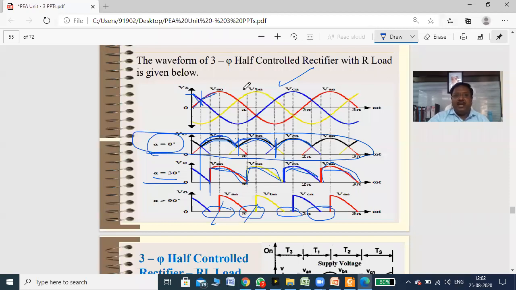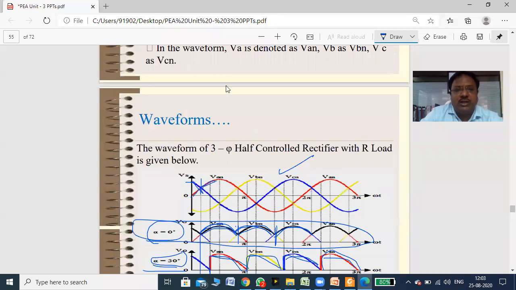In one cycle, there will be 120 degrees, and out of that, if the firing angle is 60, then your SCR conducts for 120 maximum. It means if alpha is equal to 30, right, then definitely you will get a continuous operation. But if alpha is greater than 30, then the conduction angle is decreasing, that is less than 120, and then you will get a discontinuous operation.